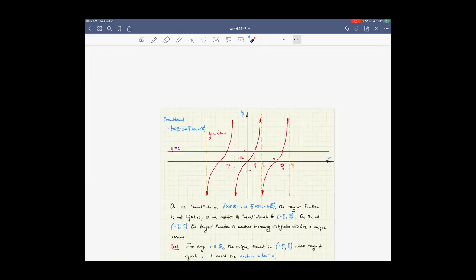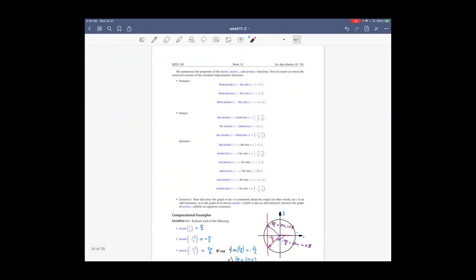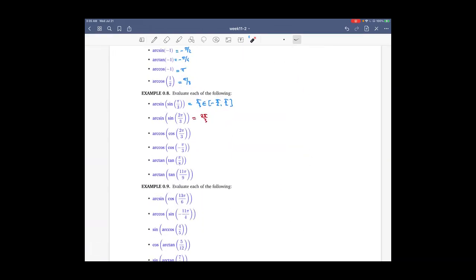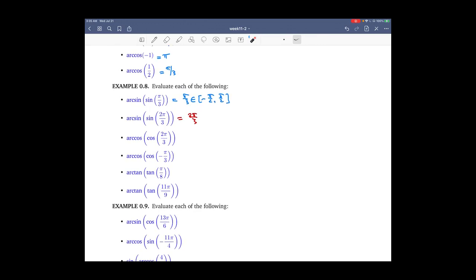So, what should we do? Well, we can definitely simplify this a little bit and recall that sine of 2 pi over 3 simply is root 3 over 2.